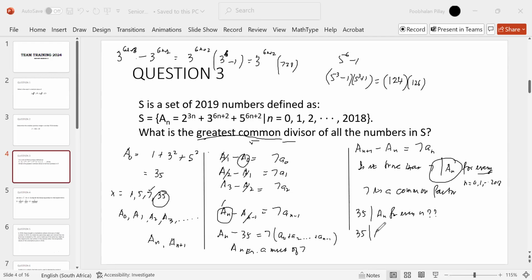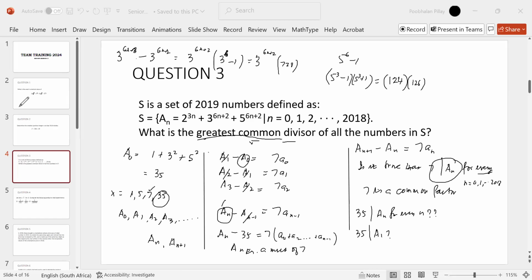Okay, let's try: is 35 a factor of A1? Now, what is A1? Let me just go back. The final question is, I'm going to show that 35 is not a factor of A1. The way to do that is, if it is a factor of A1, that means 5 is a factor of A1, since 35 is 5 times 7. And for a number to be a multiple of 5, it must end in 5. So I want to look at A1 and see whether it ends in 5.